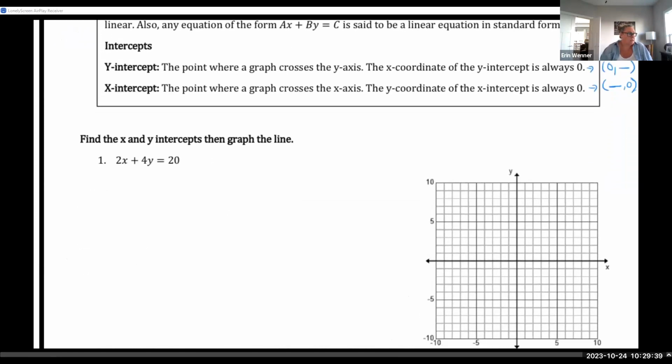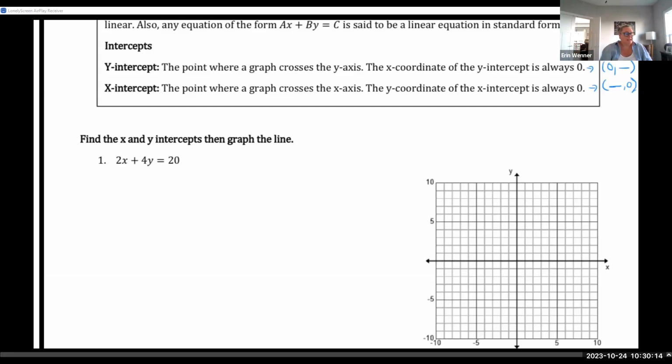So in number 1, it says 2x plus 4y equals 20. Now, using this method of finding intercepts is really helpful when that value on the end, in this case 20, is divisible by the two numbers on the left-hand side, the coefficients, the values in front of those variables. So what I'm talking about here is that I have 2x plus 4y equals 20. Well, 20 is divisible by both 2 and 4.